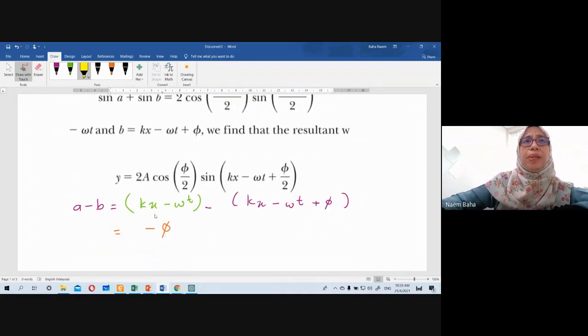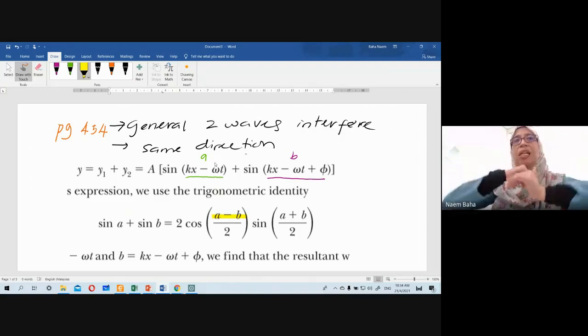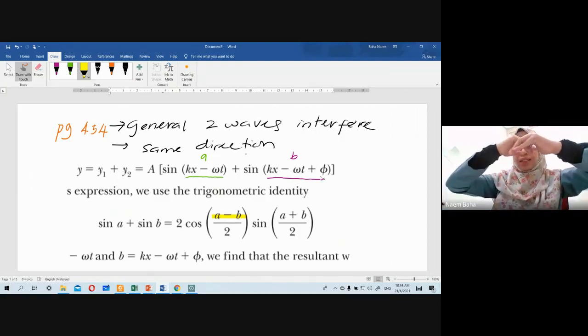Okay, now A minus B. A, from the first expression in the bracket belonging to the sine just now, will be kx minus ωt, while for B, it will be kx minus ωt plus φ. Since it's minus, it shows that they both travel in the same direction. It's just that they differ, meaning they don't really overlap with one another, with another phase constant. So probably like this, okay?